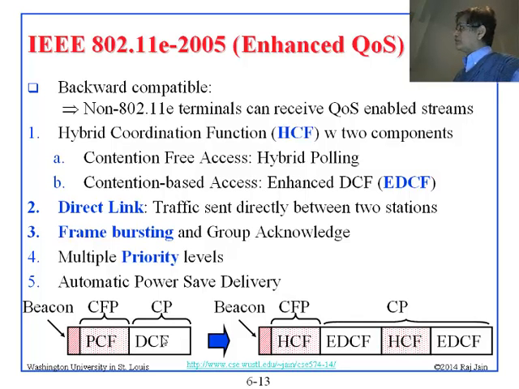First of all, they changed the coordination function. So remember, you had DCF, PCF. PCF was point coordination function. DCF was distributed coordination function. You had contention free period and contention period. Right? All of that was changed with 11E. So now, instead of PCF, we have HCF, hybrid coordination function. Instead of DCF, we have EDCF, enhanced DCF. And not only that, with each beacon, you don't have to have PCF and DCF just once. You could have as many HCF, DCF as you wanted.